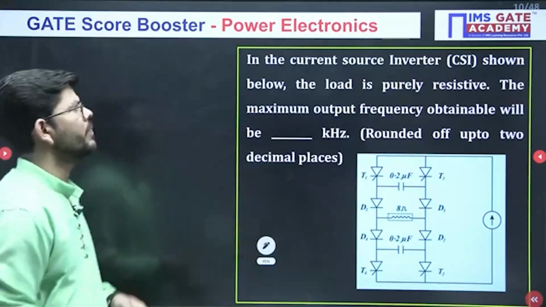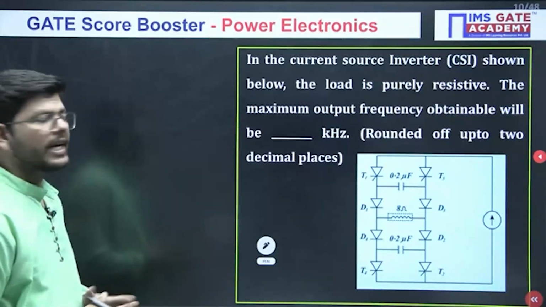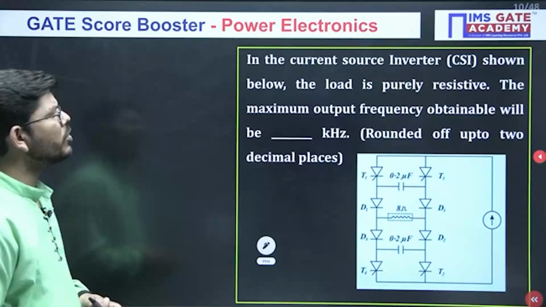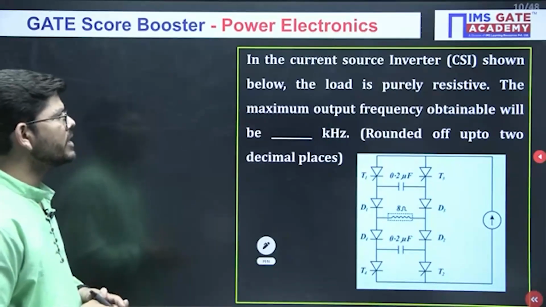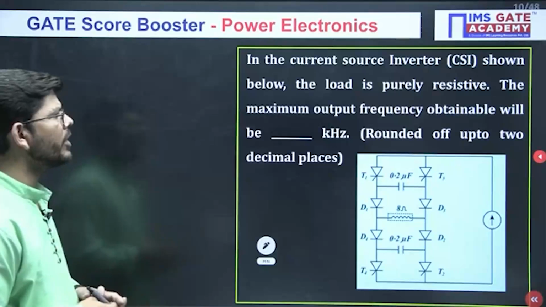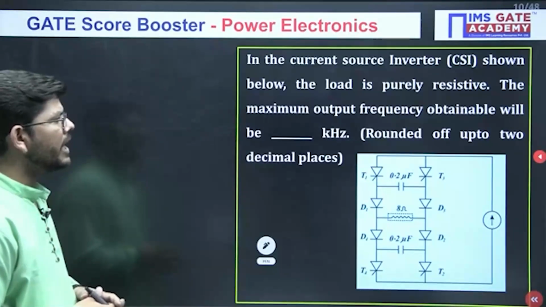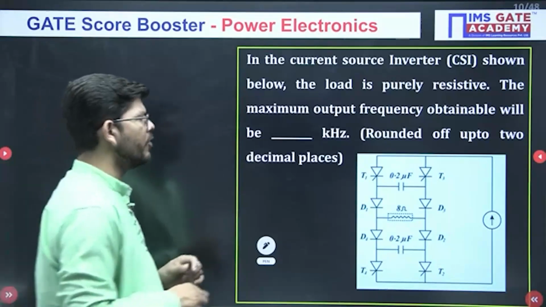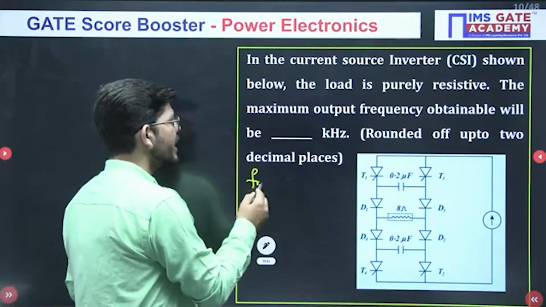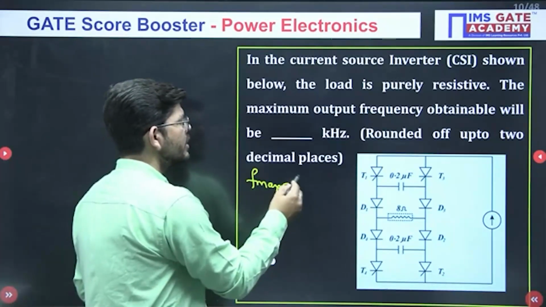Just see this question. This is from CSI. In the current source inverter CSI shown below, the load is purely resistive. The maximum output frequency obtainable in kilohertz will be. What could be the maximum possible frequency you will get in this particular circuit?